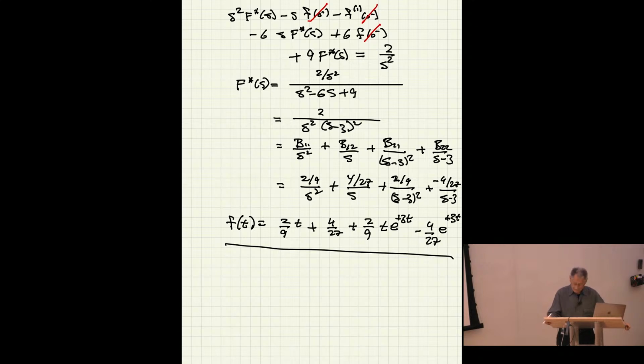Should that be 4/27 times the delta of t, like the delta function? For which one? The second one. The constant. If it was simply this without the s, then it's an impulse. It's a delta function. But with the s, you get a t. Proof, go to the tables if you believe the tables.